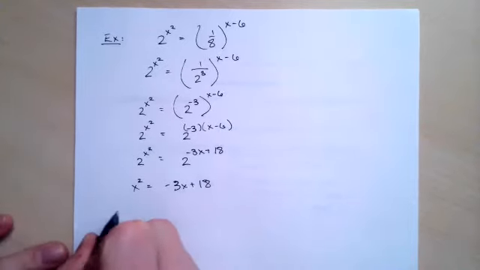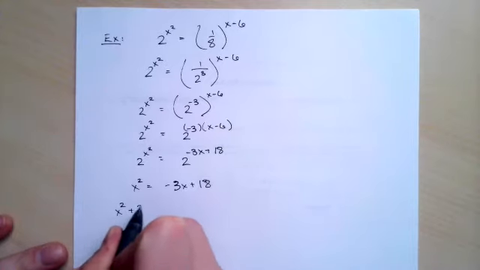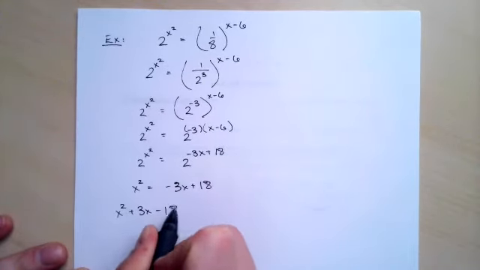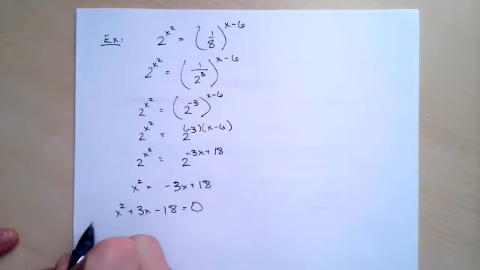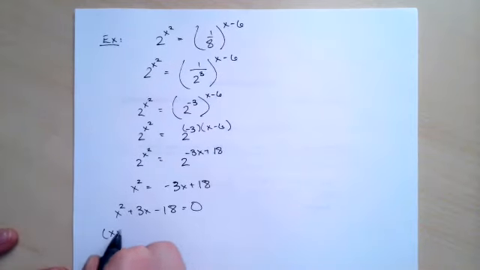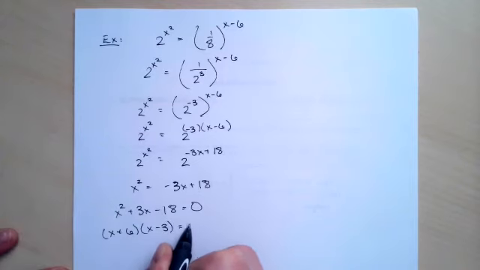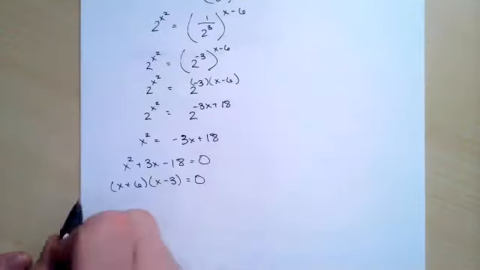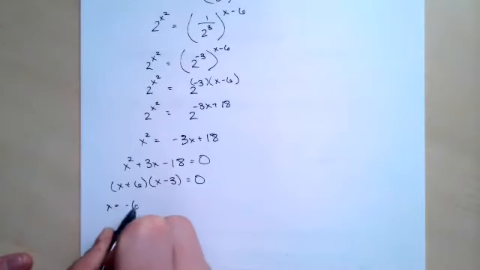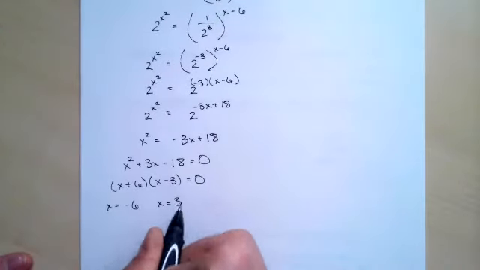So let's go ahead and put everything on the left side. x squared plus 3x minus 18 equals 0. And this guy will factor as x plus 6, x minus 3. And so our two solutions are x equals negative 6 and x equals 3.